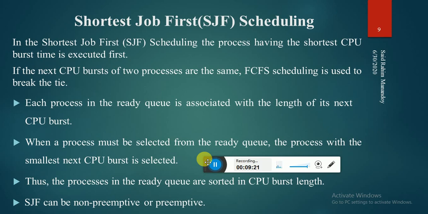So in shortest job first, SJF scheduling, the process having the shortest CPU burst time is executed first. So what do you mean by this actually?